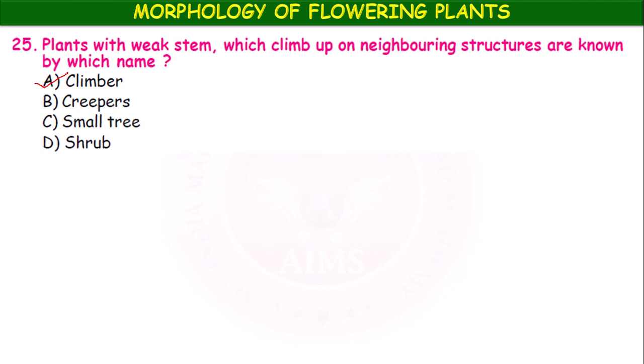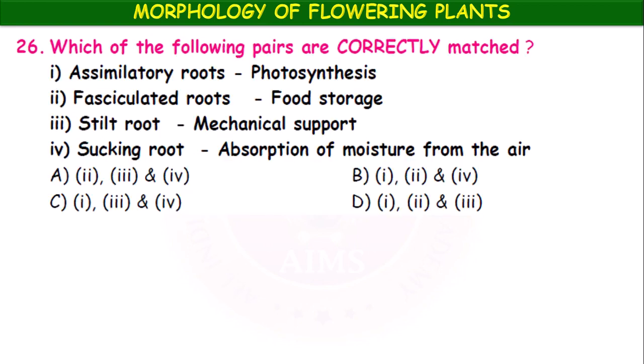Next, an analytical approach type question. Which of the following pairs are correctly matched? Assimilatory roots, photosynthesis; fasciculated roots, food storage; stilt roots, mechanical support; sucking roots, absorption of moisture from the soil, from the air.